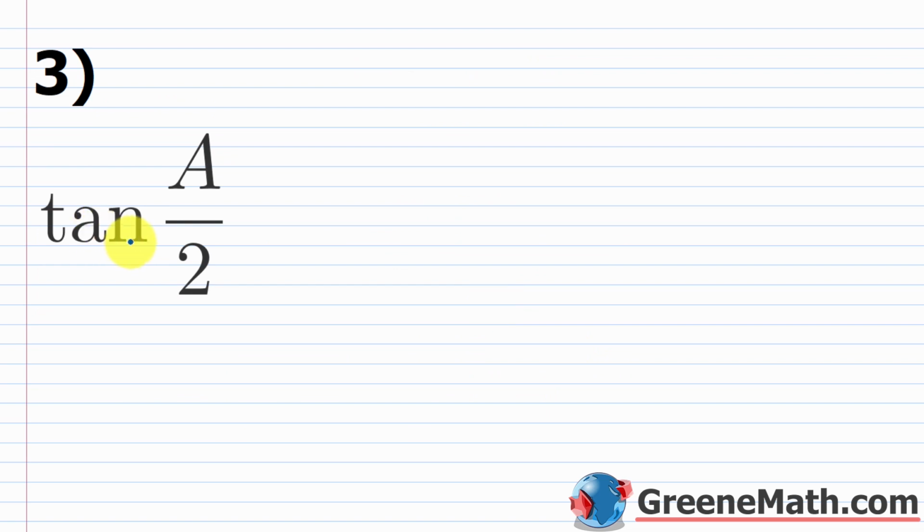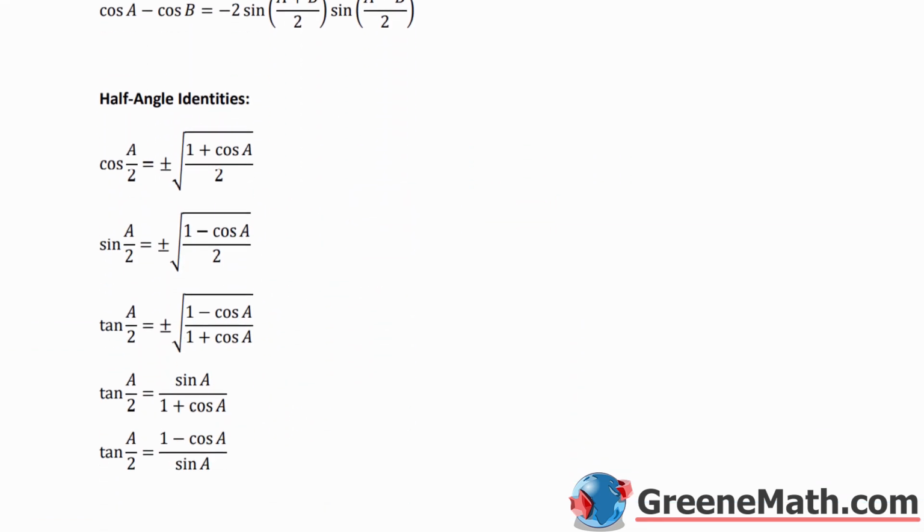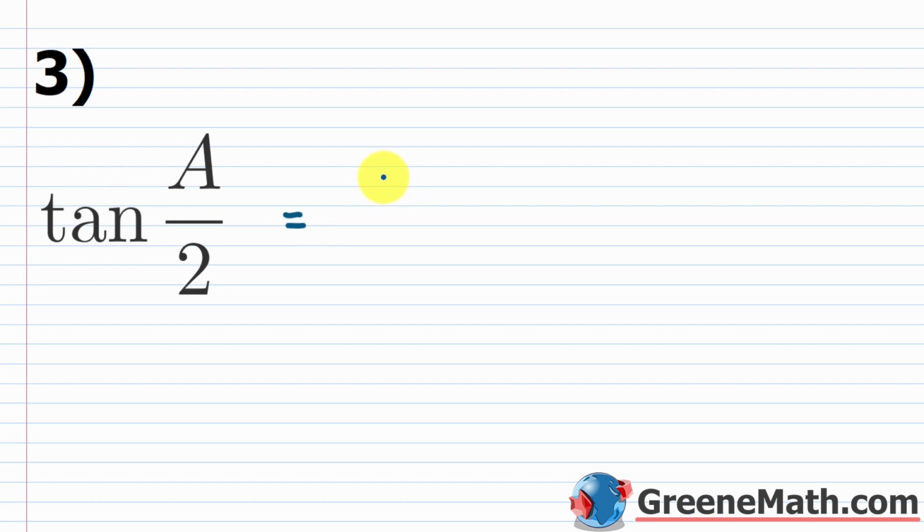So here we have the tangent of a over 2. And going back, let's look at this guy right here. So for the half angle identities, you actually have 3 of them for the tangent of a over 2. I'm just going to do the first one here where it says the tangent of a over 2 is equal to plus or minus the square root of 1 minus the cosine of a over 1 plus the cosine of a. And what I'll do here is say that this is the sine of a over 2. So we just did that one over the cosine of a over 2.